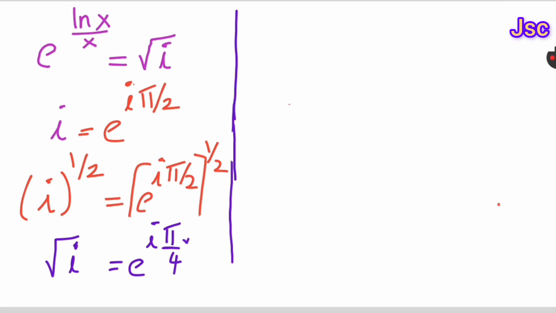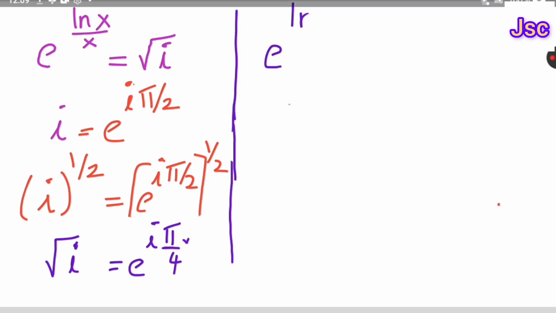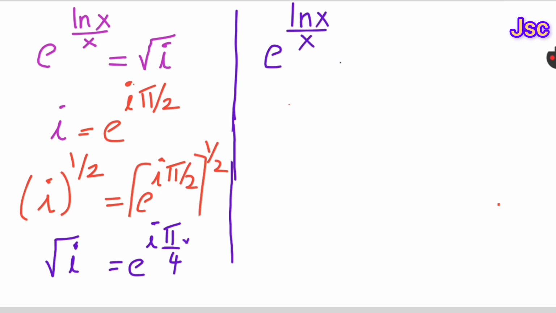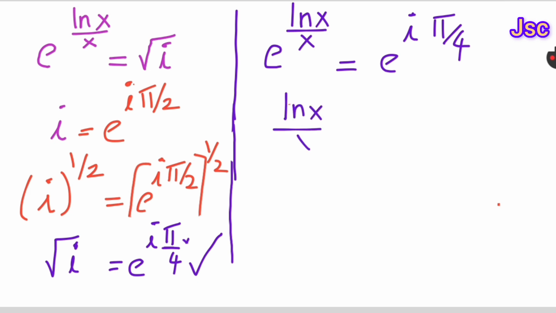On the left hand side we have e raised to power of ln x over x, that is equal to square root of i. So instead of square root of i, we are going to write e raised to power of i times pi over 4. Now observe here, the bases are the same. If bases are the same, we can equate the exponents. Let's use that property. Ln x over x is equal to i times pi over 4.